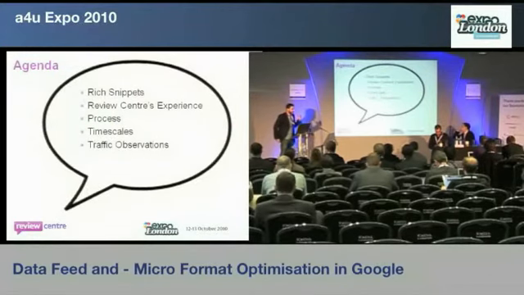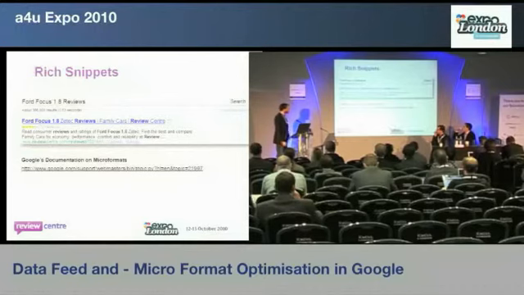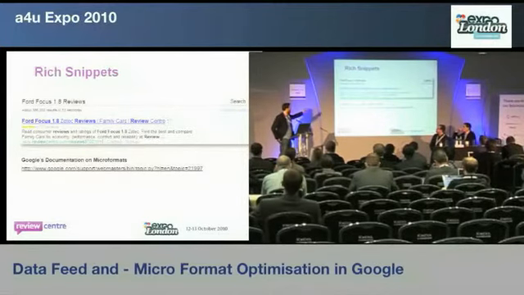Now, I think Rich has done quite a good job of covering the technical aspects of trying to get rich snippets showing for your site. So I want to focus more on our experience of the process, our experience of the timescales, and some of the traffic observations we made once we had our rich snippets showing. Effectively, this is what we're trying to achieve. We're trying to get Google to show rich snippets for our structured data, which we've marked up. There's plenty of good documentation from Google that will tell you how to do that.